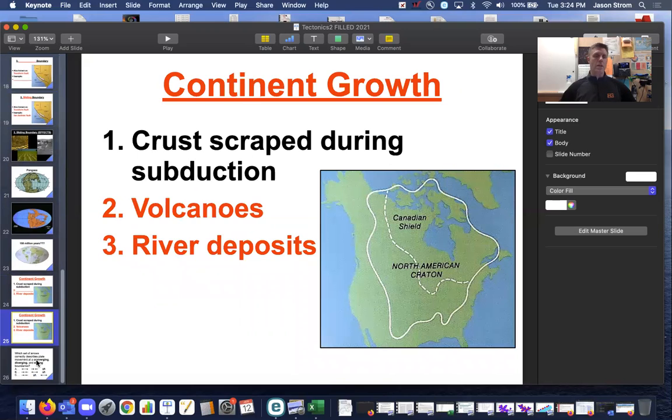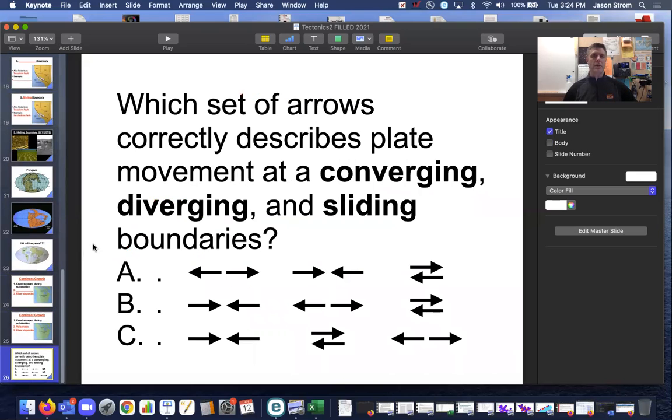So then this last question I threw on there: which set of arrows correctly describes plate movement at converging, diverging, and sliding boundaries? That's B. So this is converging, they're moving together. This is diverging, moving apart, and B is sliding. So like I said, I'll just run through this real quick.